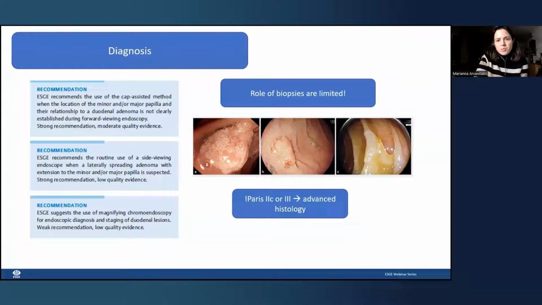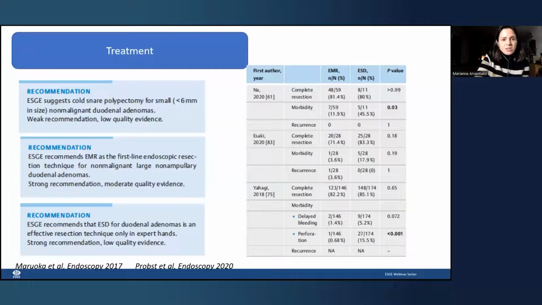In this case, relevant biopsies are very limited, as Marc's studies showed, and we really have to use the endoscopic evaluation to determine invasion. Again, we also have to determine if the duodenal lesion is related to the major or the minor papilla, and for that the cap-assisted method or using a side-viewing endoscope are useful. And probably in this case, magnifying chromoendoscopy will help in improving the staging of these lesions.